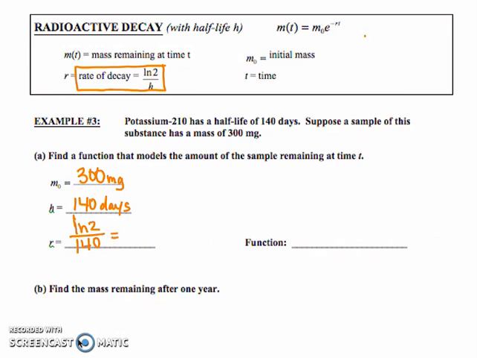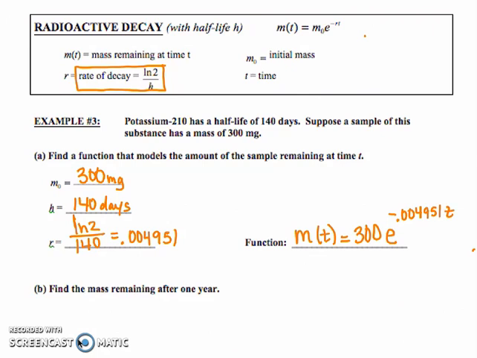So that gives us a very tiny number, 0.004951. And now it's just a matter of plugging everything into the function. So our function is going to be our mass after time t is equal to our initial mass, 300, times e to the negative r, which is negative 0.004951 times t.